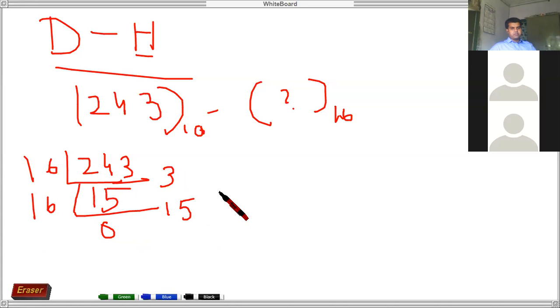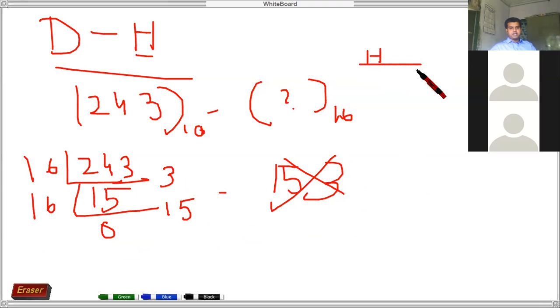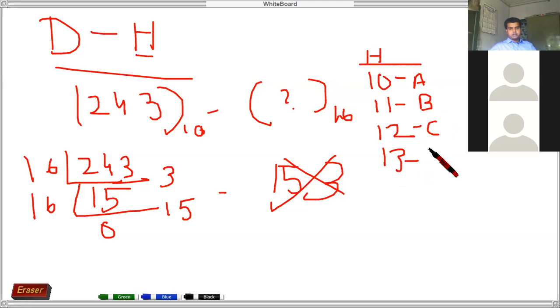Okay, now be very careful. If we write the answer like this, 1 5 3, this is wrong. Why is this wrong? Because in hexadecimal number system, any number which is greater than 9 follows like this. If it is 10, it becomes A. If it is 11, it becomes B. If it is 12, it becomes C. If it is 13, it becomes D. If it is 14, it becomes E. And if it is 15, it becomes F.